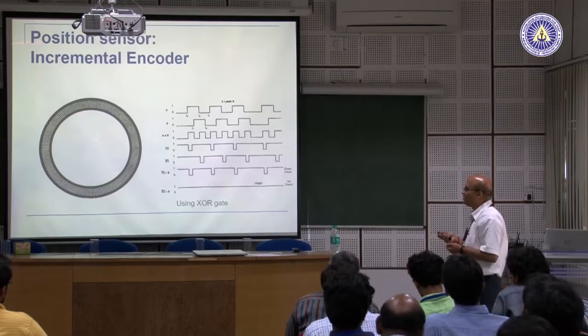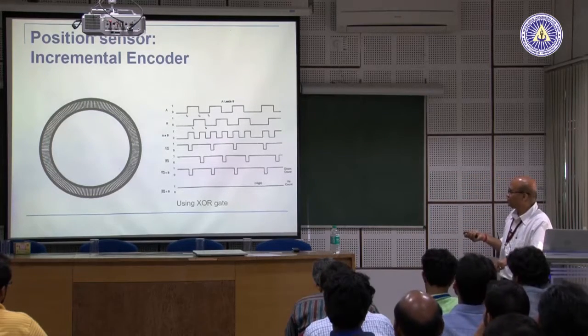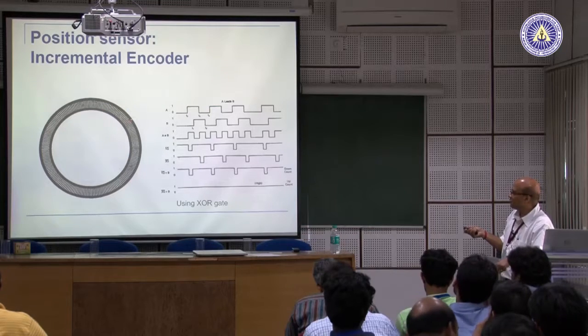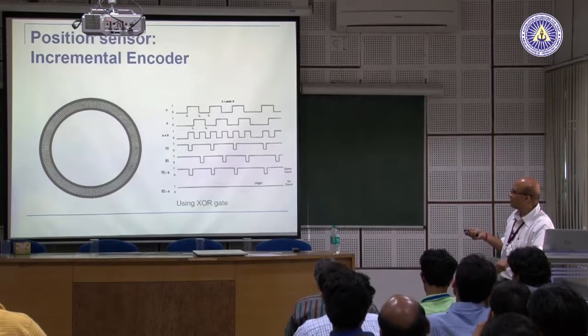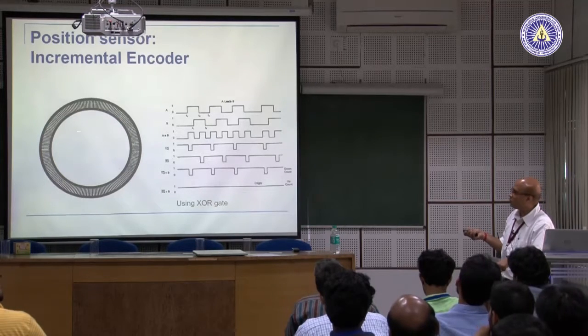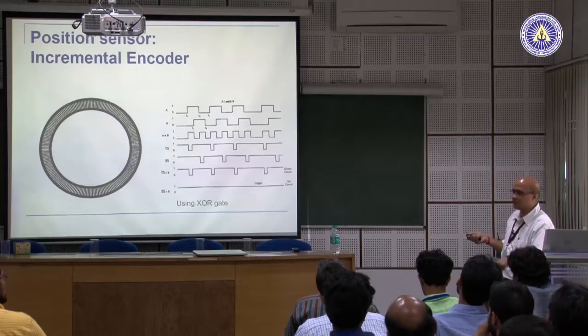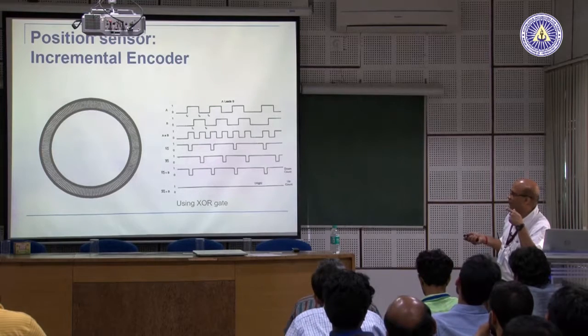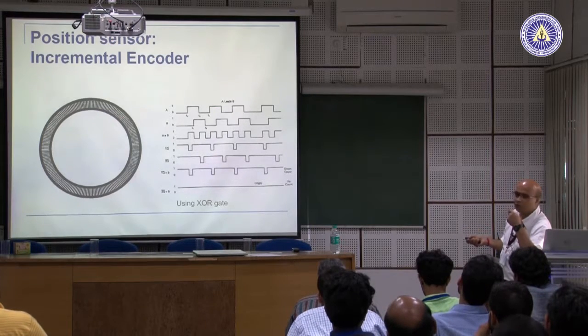Now, how does this work? Essentially it is a ring which has slots cut in. How it works is there is a photo emitter and a photo receiver on the other side. The photo emitter is just an IR or a photo emitting diode, and the photo cell is the photo receiver.